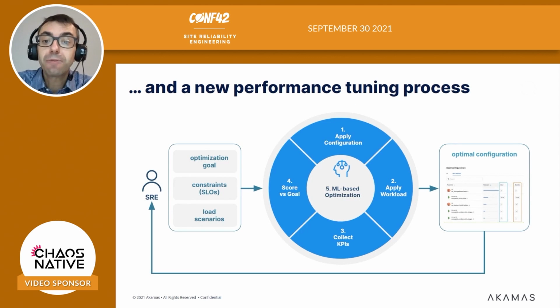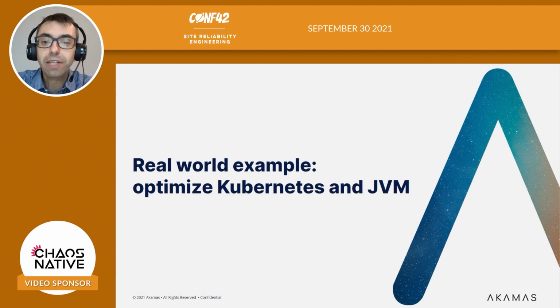An important aspect is what is the role of SRE in this new AI-driven optimization process. SRE has a key role in the new automated optimization process as it defines the optimization goals and constraints, and then lets the machine learning-based optimization automatically identify the optimal configuration. Let's see how this approach applies to a real-world example, where we will automate the optimization of a service by tuning Kubernetes and the JVM options.